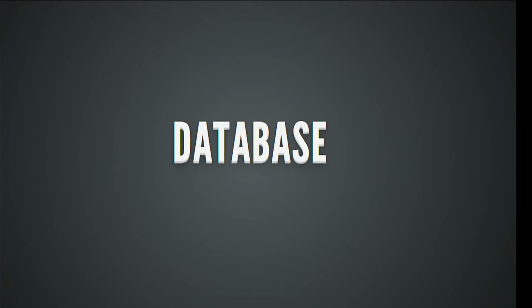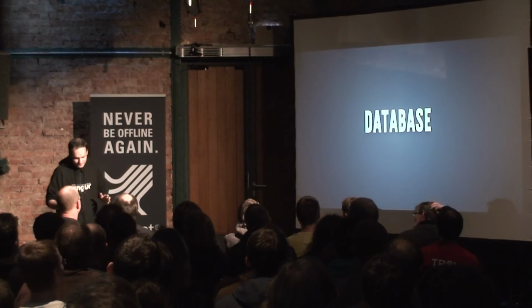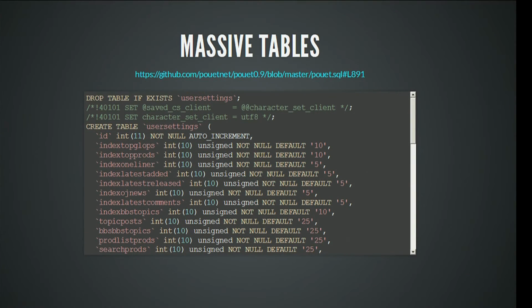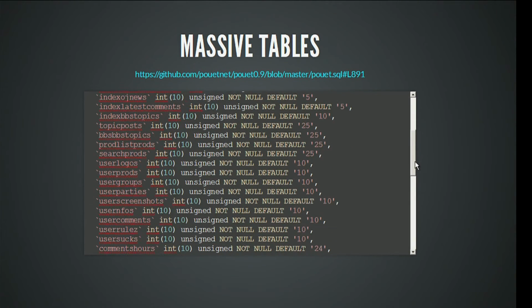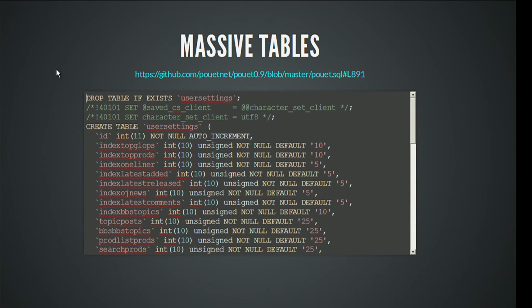So let's start with the database. The database started very small, but grew out. When I got the site, it was about 40 or 50 tables, and there are a couple of fun parts about it. First off, the tables are absolutely massive. This is the user settings table, which is where, if you visit Pouët, you can configure what's on the front page and everything. Yes, this used to be in the users table, as an additional 50 columns.